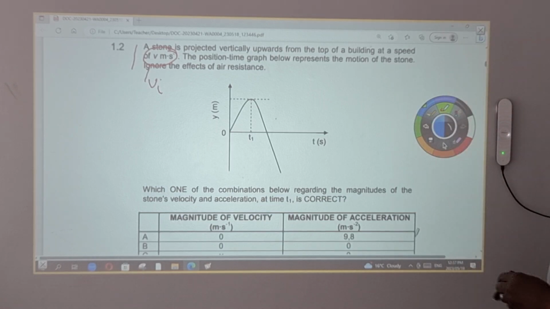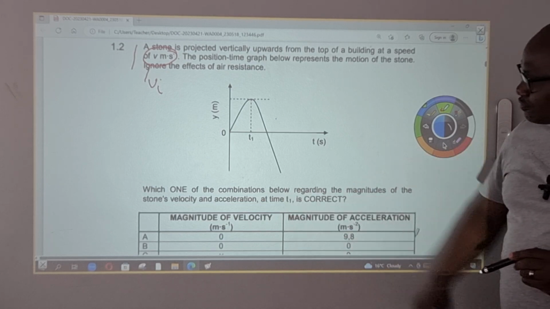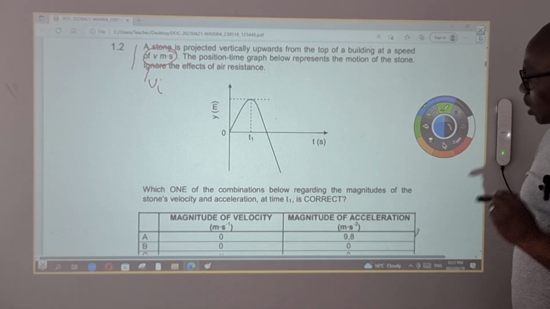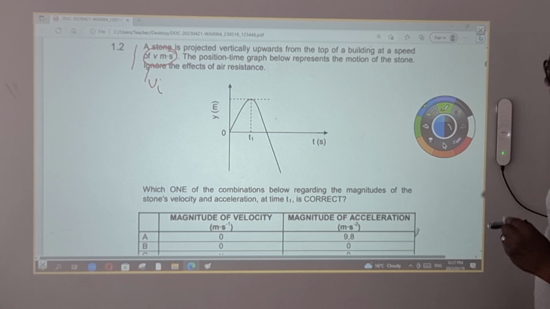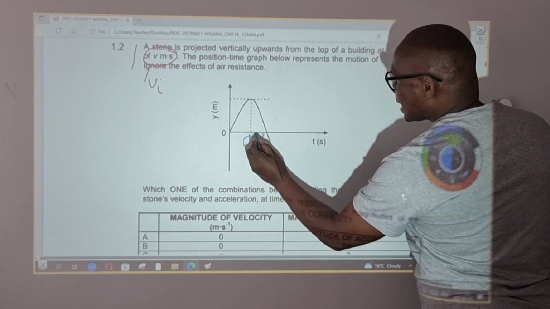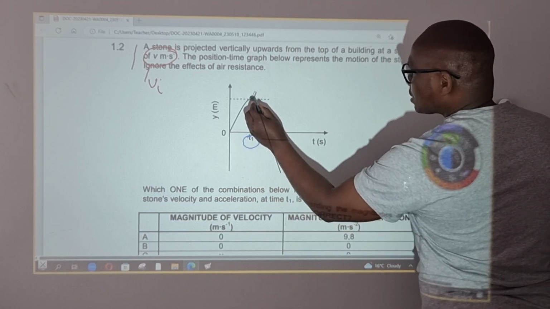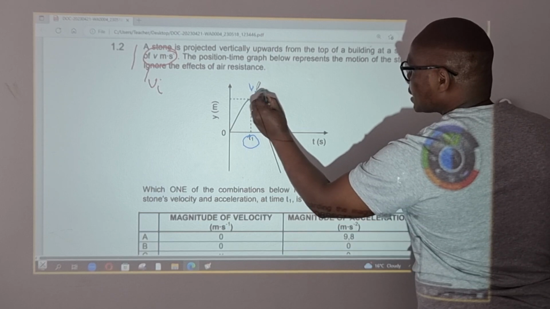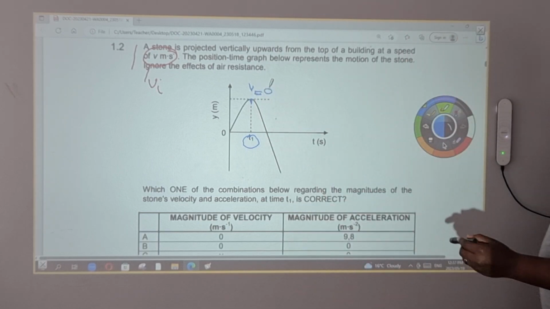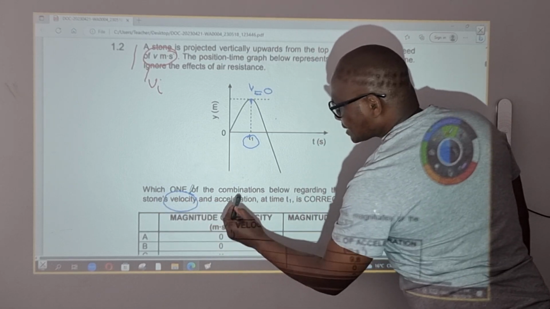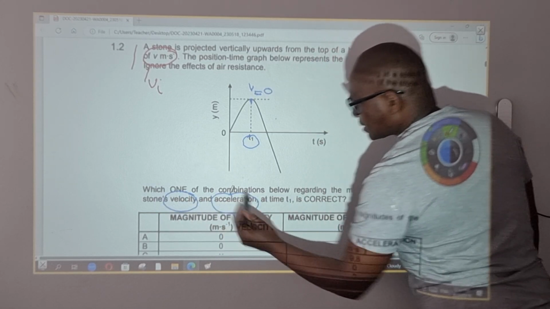Now let us look at it again. It says: which one of the combinations below regarding the magnitude of the stone's velocity and acceleration at time t? We must note that we are looking at time t. It means time t corresponds with the highest point, where v is equal to 0. So the variables that we are looking at, same as in question 1.1, are velocity and acceleration.